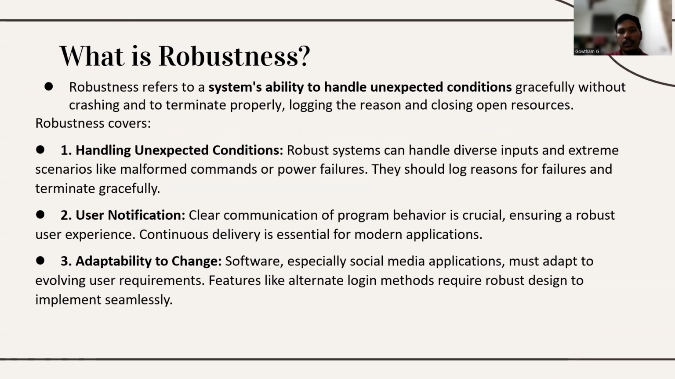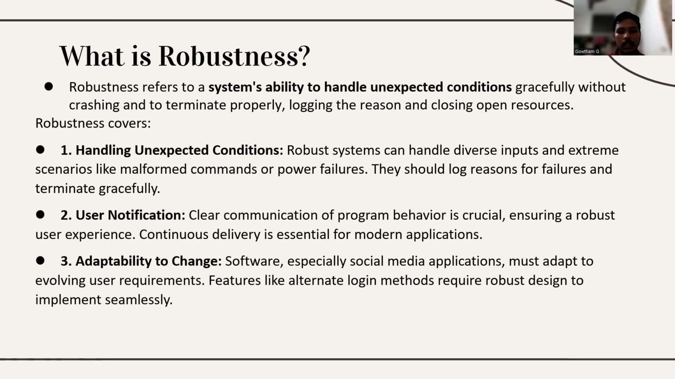Robustness refers to the system's ability to handle unexpected conditions gracefully without crashing and to terminate properly. Robustness covers five attributes and characteristics, such as handling unexpected conditions. Robust systems can handle diverse inputs and extreme scenarios like malformed commands or power failures. They should log reasons for failures and terminate gracefully. And user notification. Clear communication of program behavior is crucial, ensuring a robust user experience.